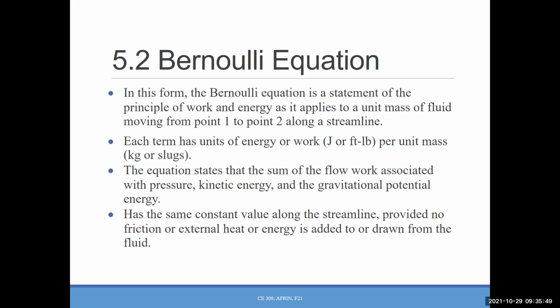What is number 3? The equation states that the sum of the flow work associated with pressure, which is P over gamma or P over density, kinetic energy, which is V squared over 2, and the gravitational potential energy, which is gZ, right?